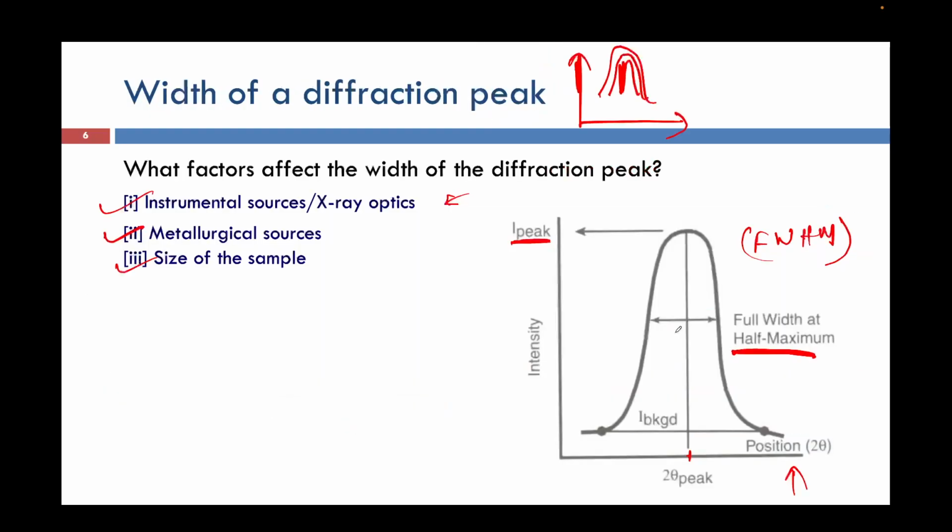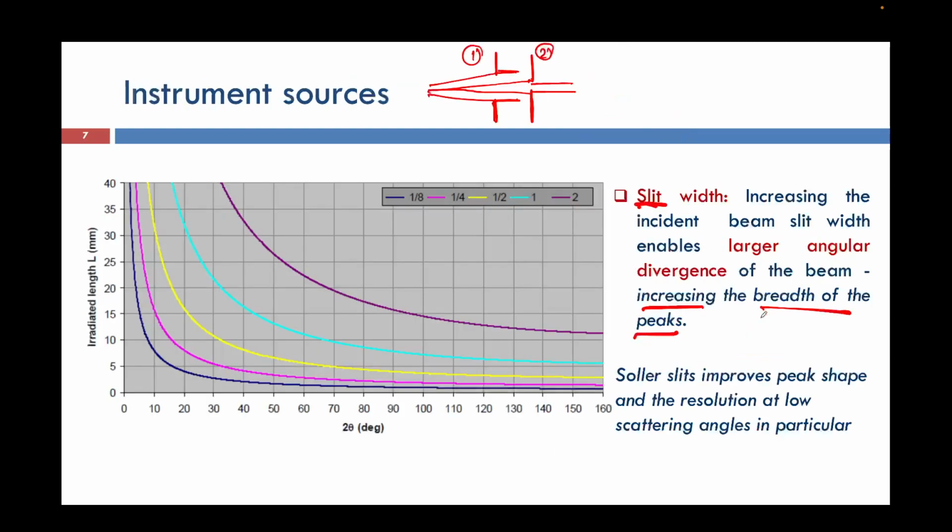What do you mean by the breadth of the peak? It will slowly start expanding in this direction, towards this direction. The more slit width there is, the more breadth of the peak you will have, and a graph has been shown here. Here is the irradiation length, I will tell you what irradiation length means, but here you can see the slit width. When you put a slit width of 1/8, you can see the peak shape lying here. But when you put a slit width of 2, you can see what the peak will be.